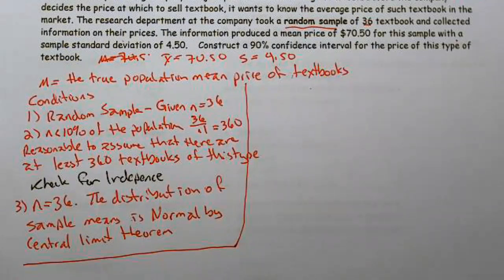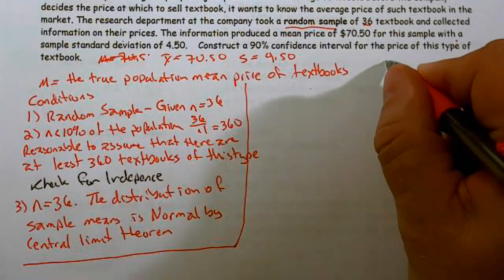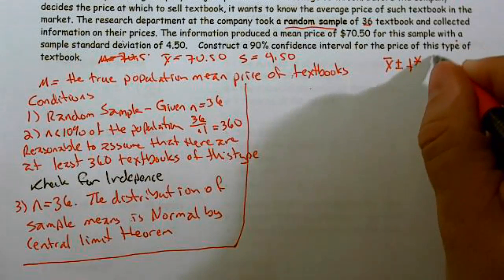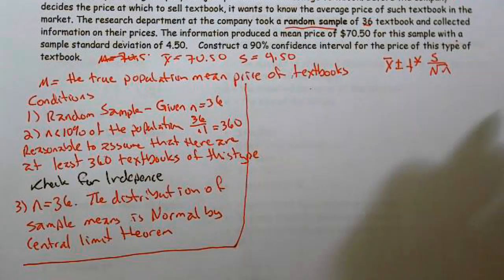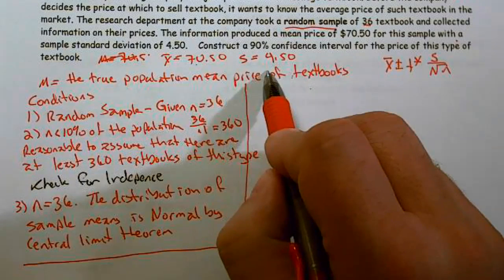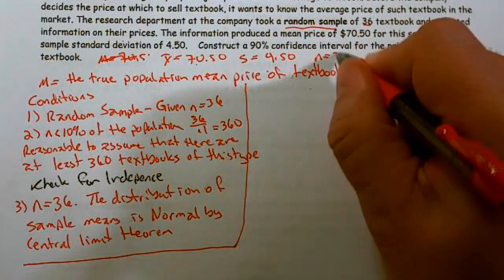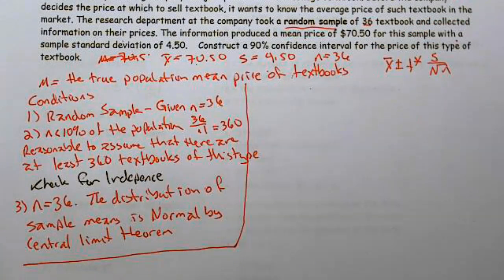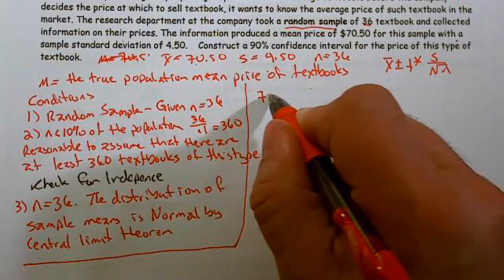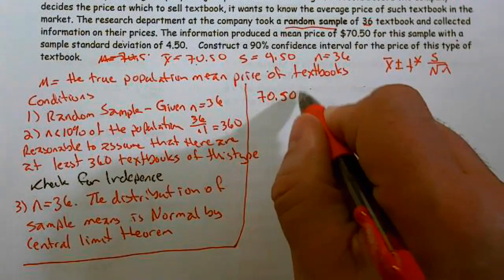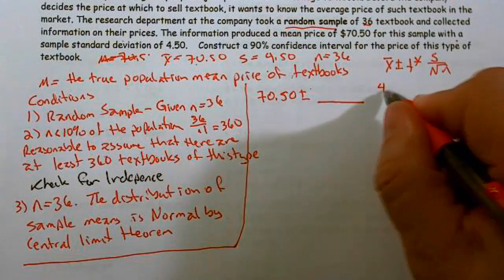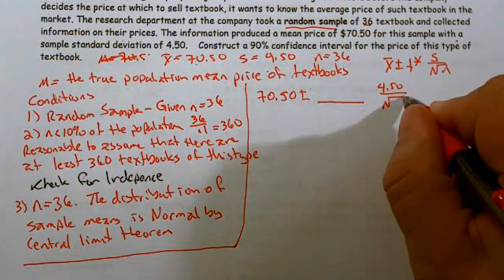The next thing says write the equation. Well, our equation is simply x bar plus or minus t star times s divided by the square root of n. And I already know that x bar is 70.5, s is 4.5, n, I'll go ahead and label as 36. What I don't have is t star. So I'm going to go ahead and start plugging in what I do have. What I do have is the 70.5 plus or minus, I'm going to leave a space for t star. s is going to be 4.50 over the square root of 36.